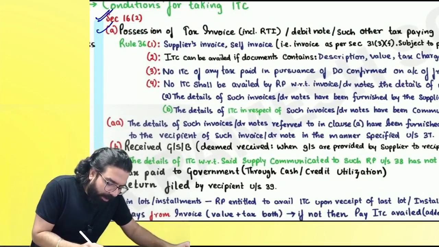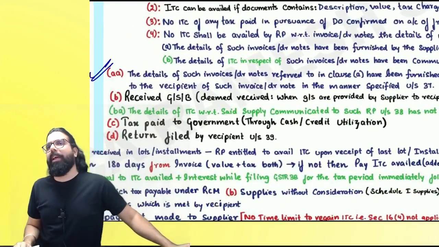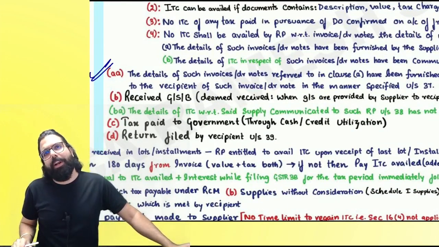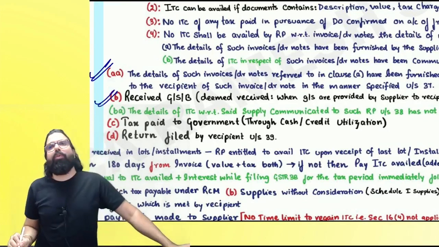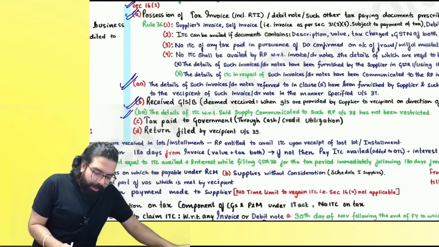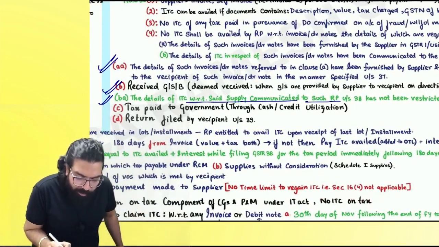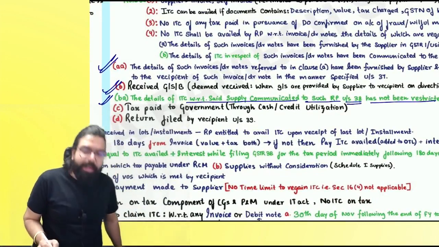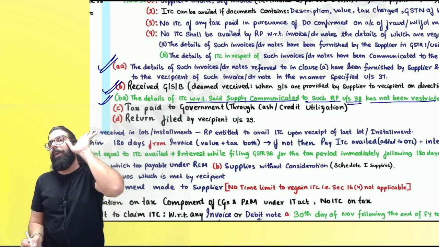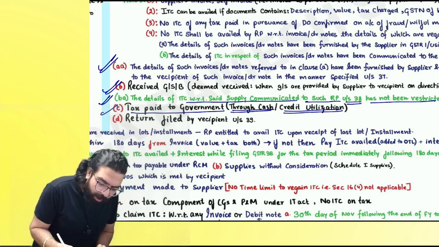Listen, I told you section number 16(2)(a), you should have the tax paying document. Then I told you what is (aa): he should have shown it in GSTR1 and it should be reflecting in your GSTR2B, only then you can take the credit. Sir, you should have received the goods, services or both. Only then you can take the credit. The next one over here, the details of ITC with respect to the said supply communicated to such registered person under section number 38 has not been restricted. The credit should not be showing in your restricted column in the GSTR2B, only then you can take the credit.